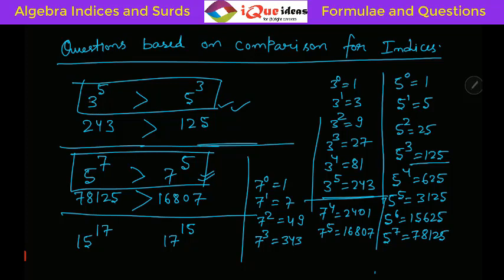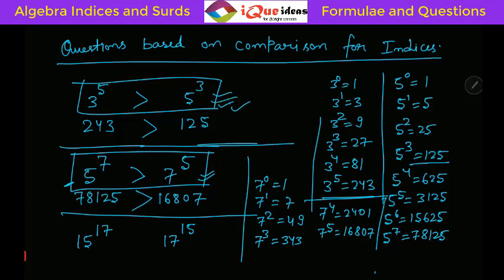Here the pairs are 3 raised to 5 and 5 raised to 3. So that means we are just reversing the positions of numbers and the power, base and the power. Like in this case it is 5 raised to 7 and 7 raised to 5. What we are doing is we are putting the base in the power and the power in the base, right? So here also 15 raised to 17 and 17 raised to 15.